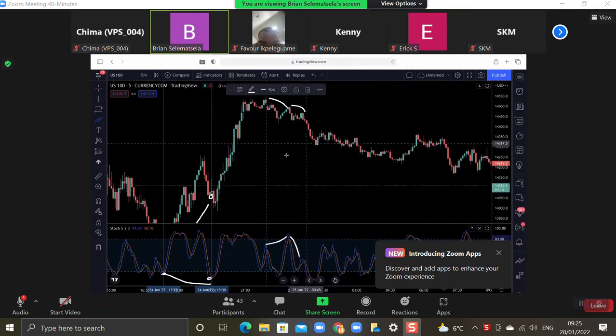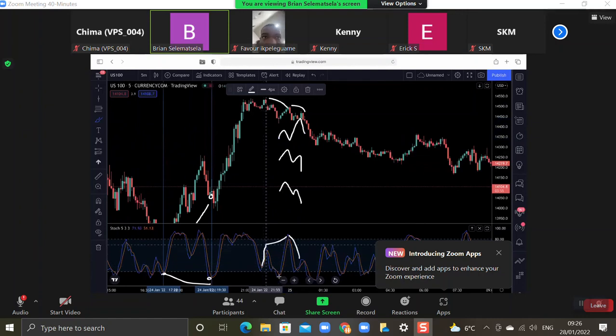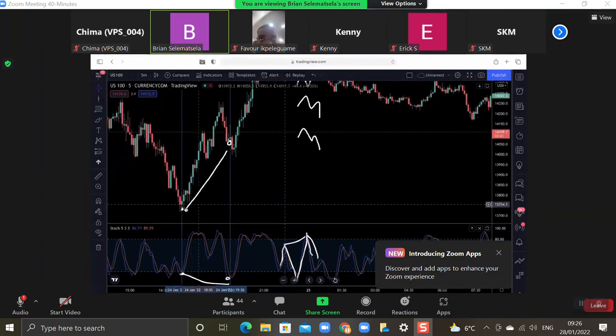It makes sense that way because the market is giving you the structure and the stochastic is giving you the structure. Now when the stochastic is giving you this structure, which happens here, you see the total opposite of what is actually happening between the chart and the stochastic. So now, those of you who don't know how to spot divergence, this is how to spot divergence.